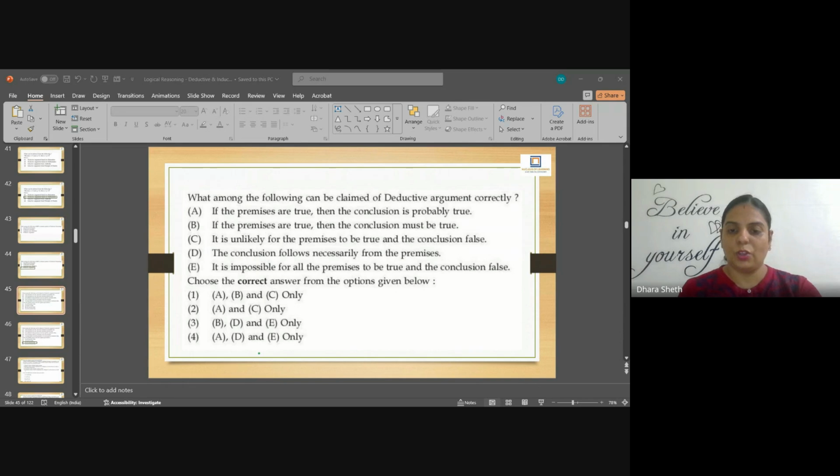which among the following can be claimed of deductive argument correctly? So which of these are characteristics of deductive arguments? These questions have been asked in the last few years. They are not obsolete. Nowadays, such kind of questions are asked a lot. So that's why you need to be clear in your concepts. So what's the answer here? 1, 2, 3, or 4? Which combination of statements is your answer?